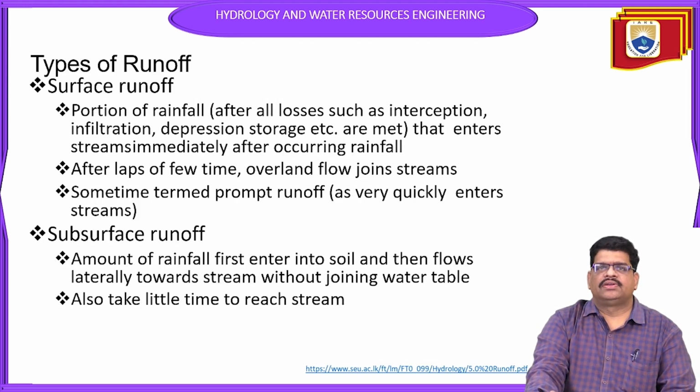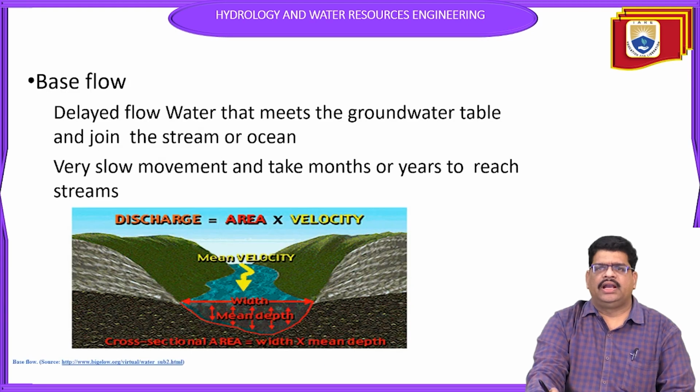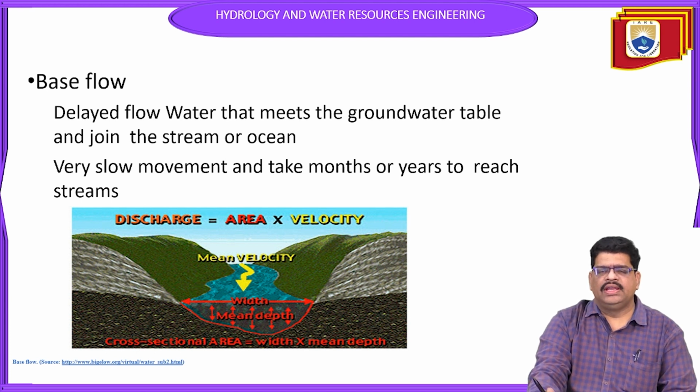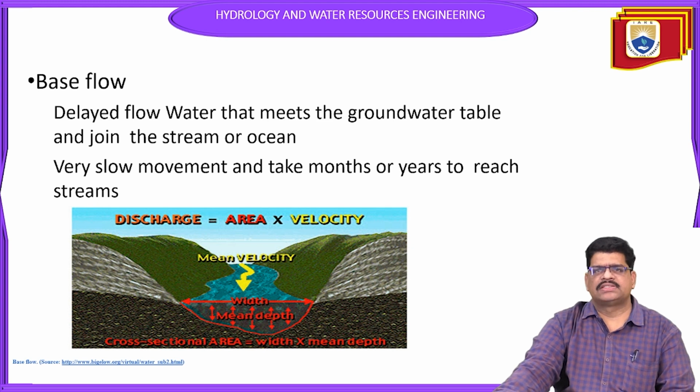So here see, the types of runoff. Already we discussed the surface runoff and subsurface runoff, and the base flow. Base flow is delayed, meaning the groundwater table streams move very slowly and take time to reach the streams. Here the discharge calculation is area into velocity. The mean velocity can be flowing above the streams. That is the base flow.